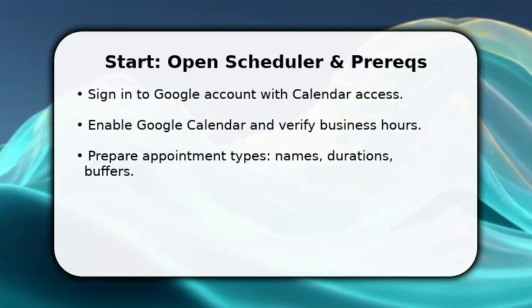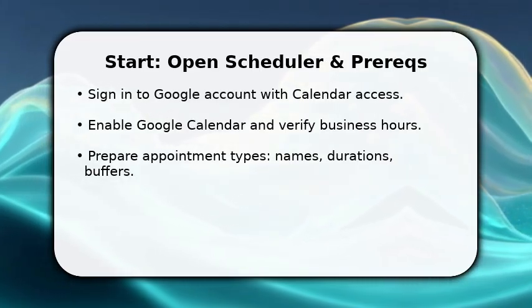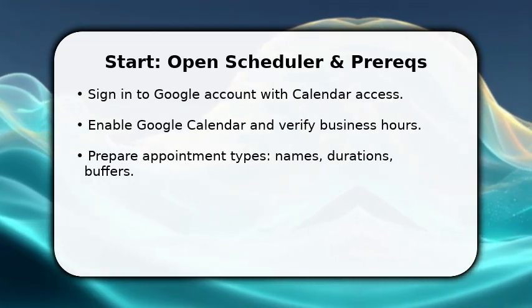Create appointment types now. Name each service, set duration and buffer times, then assign location or Google Meet. You do this so slots sync properly and clients see accurate availability.